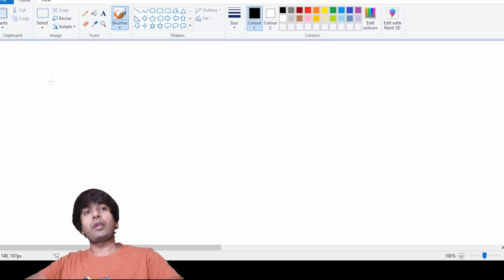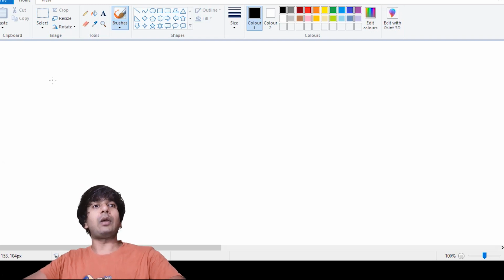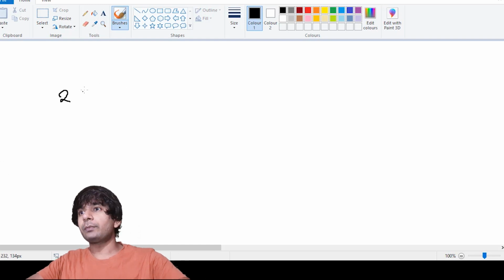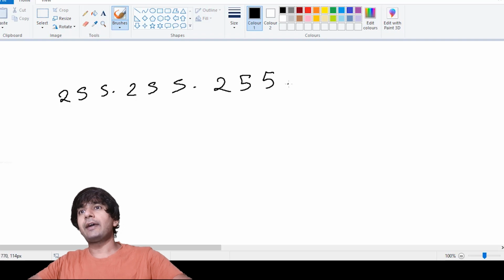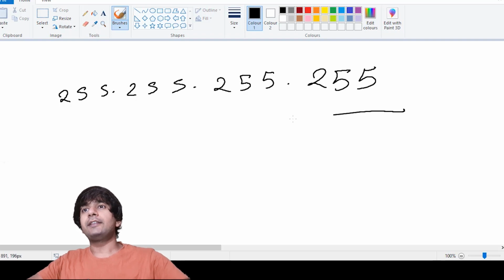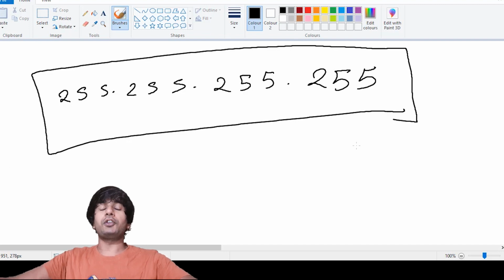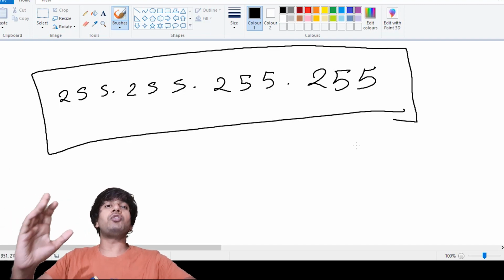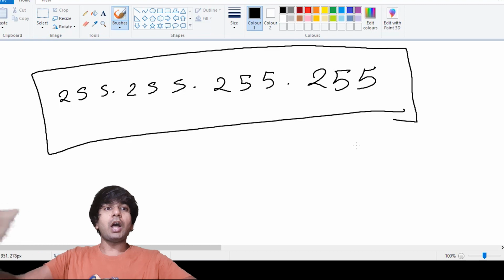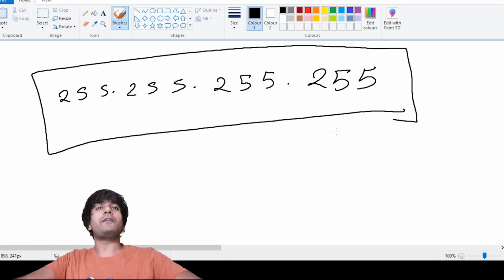RIP version 1 always sends its routing updates on the broadcast IP address, which is 255.255.255.255. So whenever RIP version 1 is sending its routing update, you will always see the destination IP address as 255.255.255.255. Okay, so this is one scenario.